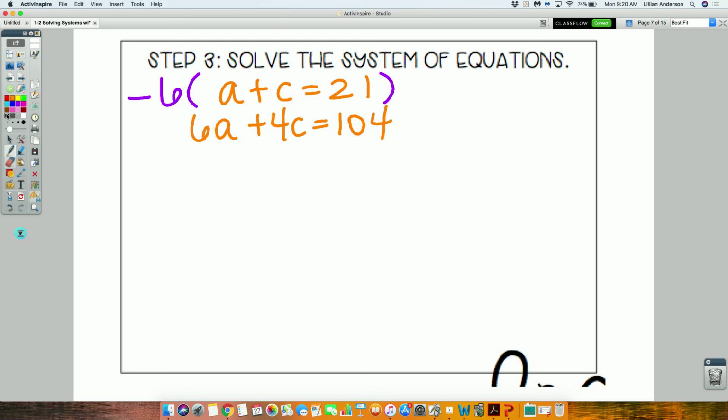So, if I multiply this through, that gives me -6A minus 6C equals a negative... Anybody? Negative 126?